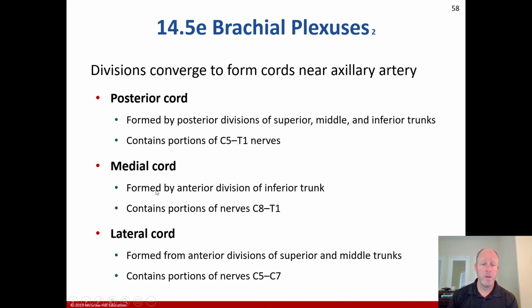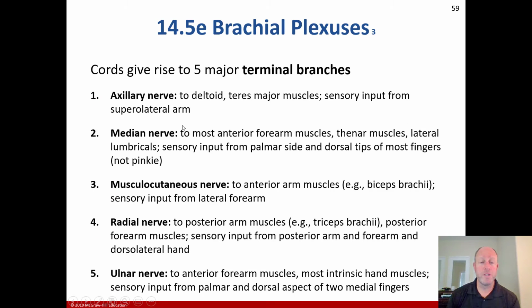The medial cord is formed by the anterior division of the inferior trunk, and it contains portions of nerves C8 to T1. And then the lateral cord, which is formed from the anterior divisions of the superior and middle trunks, contains portions of nerves C5 to C7. And these cords give rise to 5 major terminal branches: our axillary nerve, our median nerve, our musculocutaneous nerve, our radial nerve, and our ulnar nerve.